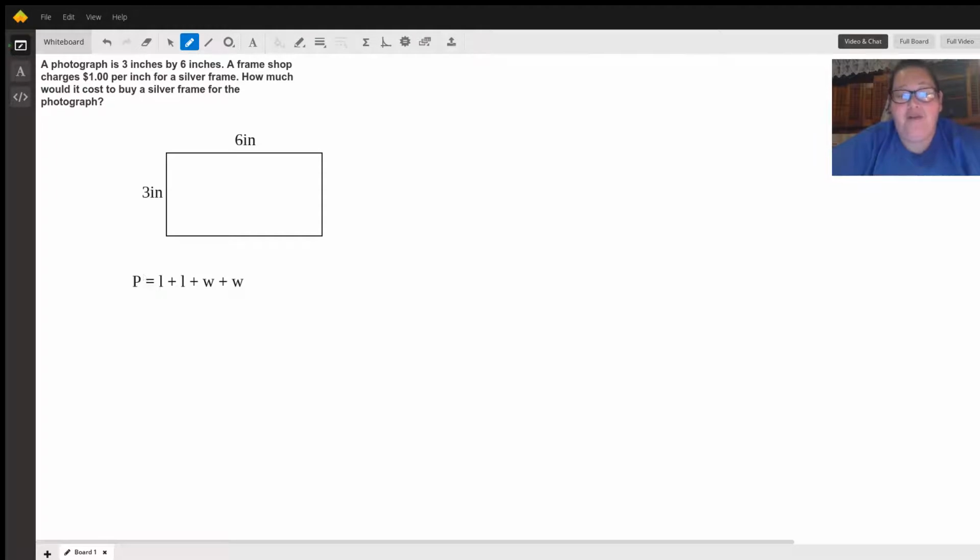And in this example above, our length equals 6 inches and our width equals 3 inches. So our equation becomes perimeter equals 6 plus 6 plus 3 plus 3. And that all equals out to 18 inches. So if our perimeter is 18 inches, right, P equals 18, and the frame shop charges a dollar per inch for the silver frame. It's simple. 18 times a dollar, which equals $18.